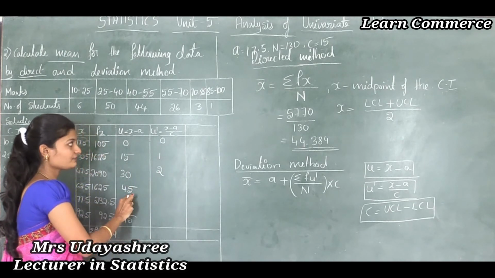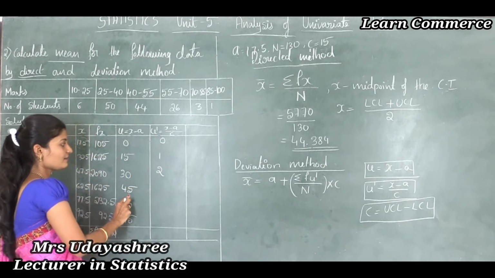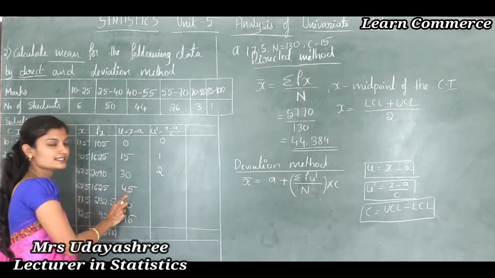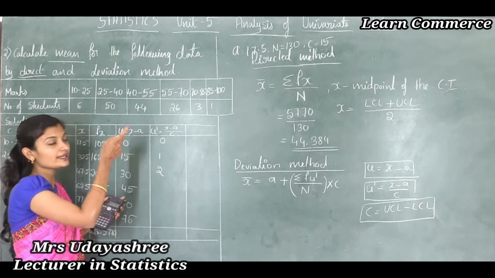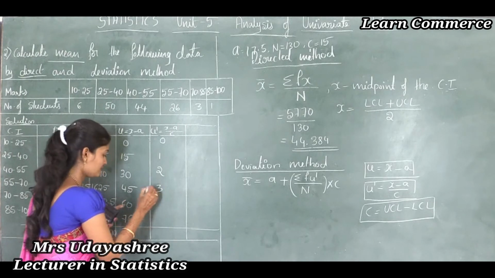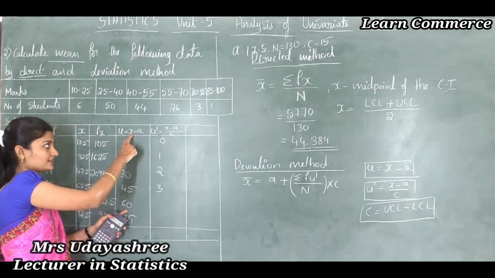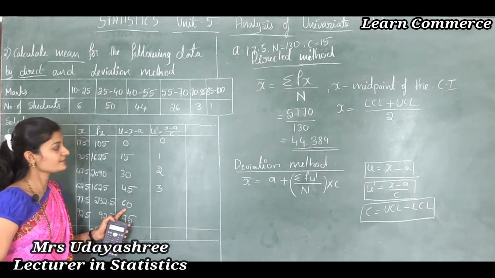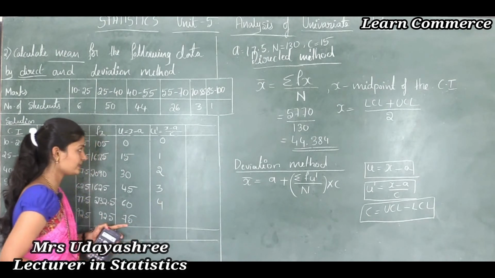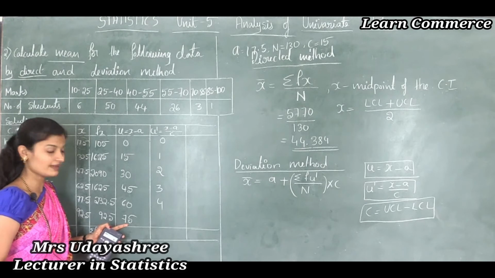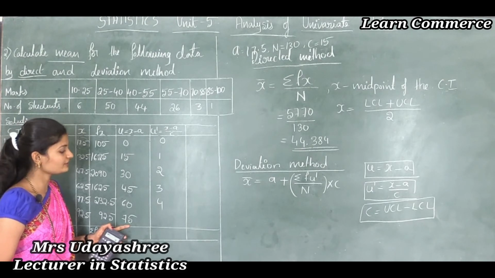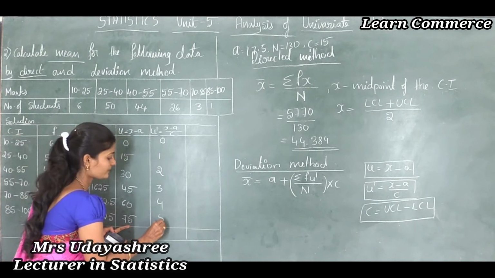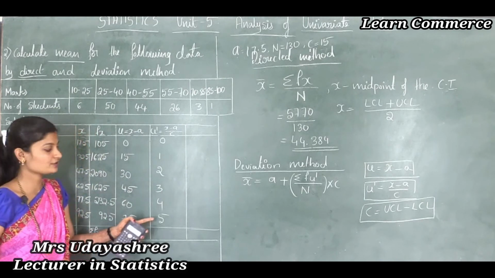Next, x minus a is 45. So 45 divided by 15 is 3. Next, x minus a is 60. So 60 divided by 15 is 4. Next, x minus a is 75. So 75 divided by 15 is 5. So these are u dash observations.